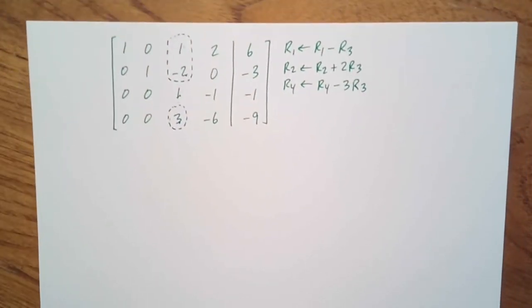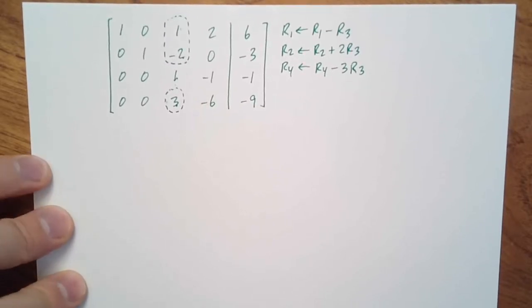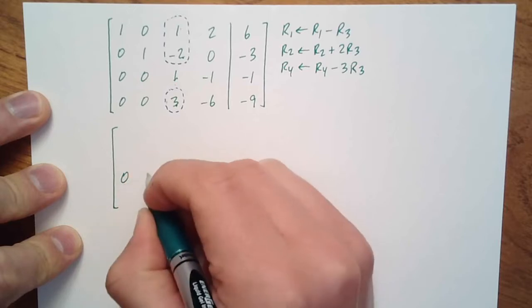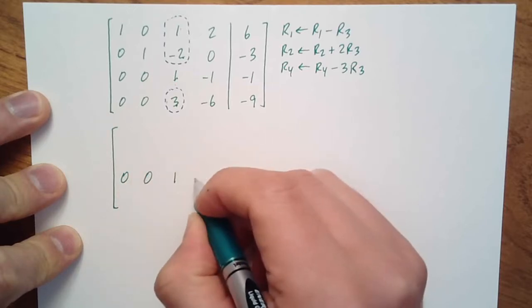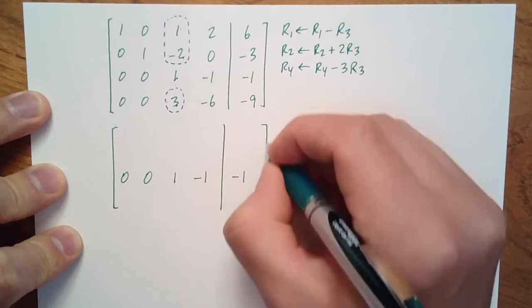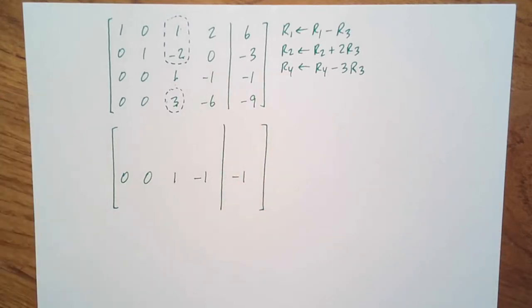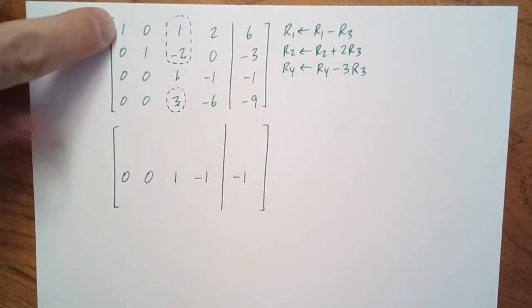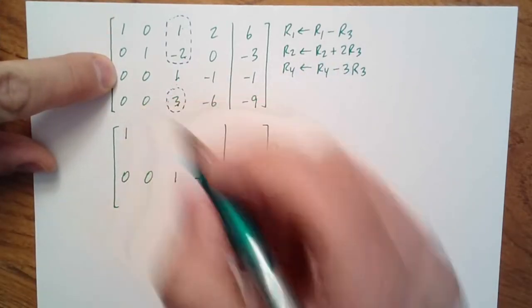Only one of the rows is not going to change, and that's going to be row 3. So row 3 will stay at 0, 0, 1, negative 1, negative 1. So that's the part that won't change. What will happen to row 1? Well, let's just do the subtractions. 1 minus 0 is 1.